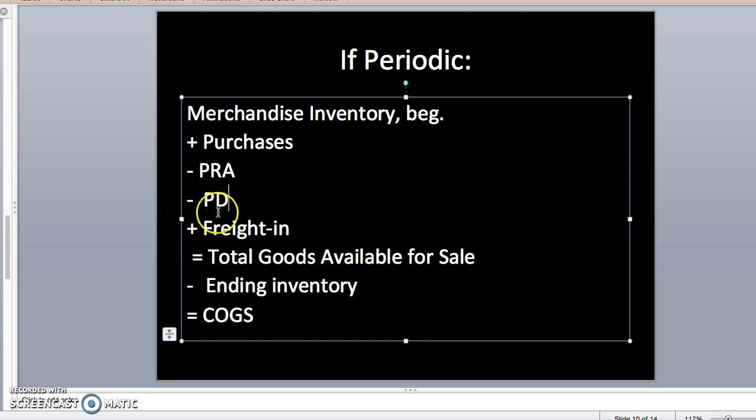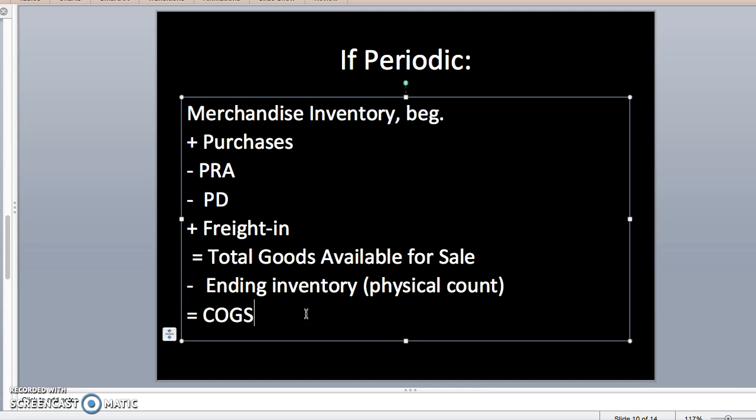And then we have purchase discount, if you as a business would avail of the cash discount given by your supplier, so that will decrease the value of purchases. And then we have freight in, which increases the value of your merchandise. This is the cost that you needed to incur to transport the goods to your business. And considering all of that, we'll get total goods available for sale. Ending inventory under the periodic inventory system will usually be determined through a physical count. And then we end with cost of goods sold.